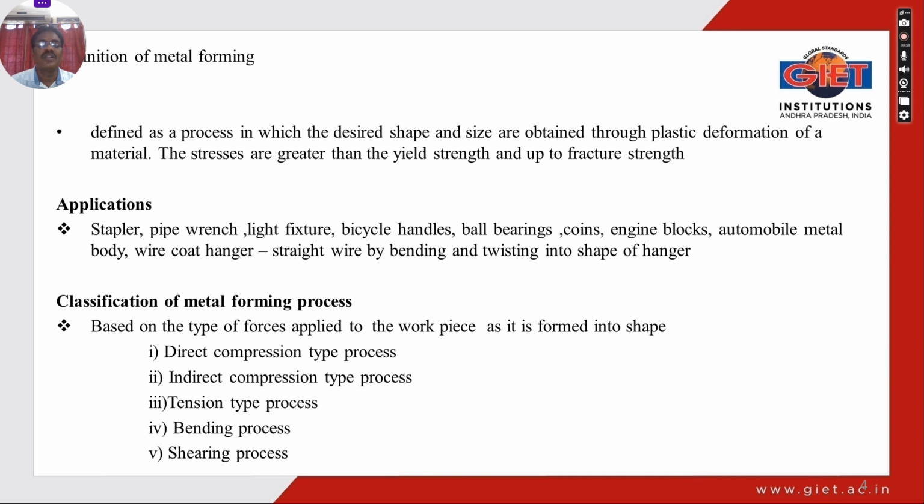So even this can be made by that. Another example, from childhood or other levels, is the handle of a bicycle or motorcycle, which are made by this process. Ball bearings, coins, engine blocks, automobile bodies, metal bodies, wire coat hangers. The hanger is made by bending and twisting a straight wire into the shape of a hanger.